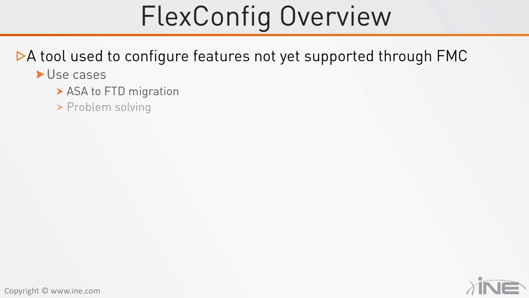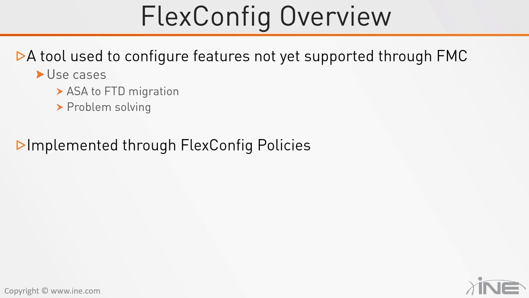Now, the second use case is when you are running into a problem. Maybe you do some troubleshooting and you find a need for a certain feature to be enabled or disabled to solve this problem. This would be another example of where you could use Flex configuration.